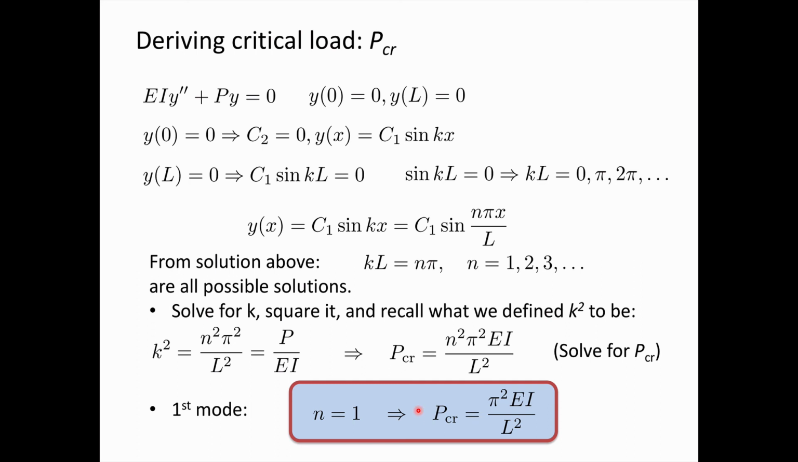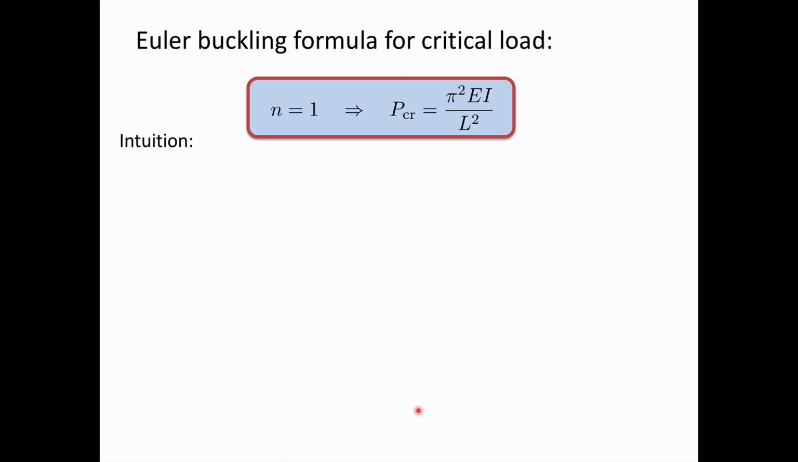We could switch materials. We could go to a stiffer material, or we could change the cross-sectional geometry to increase I. Or, most importantly, reduce the length. The longer the unsupported length of the column, the lower the critical load. And this is a really nonlinear relationship. This 1 over L squared relationship has a huge impact on the critical load.